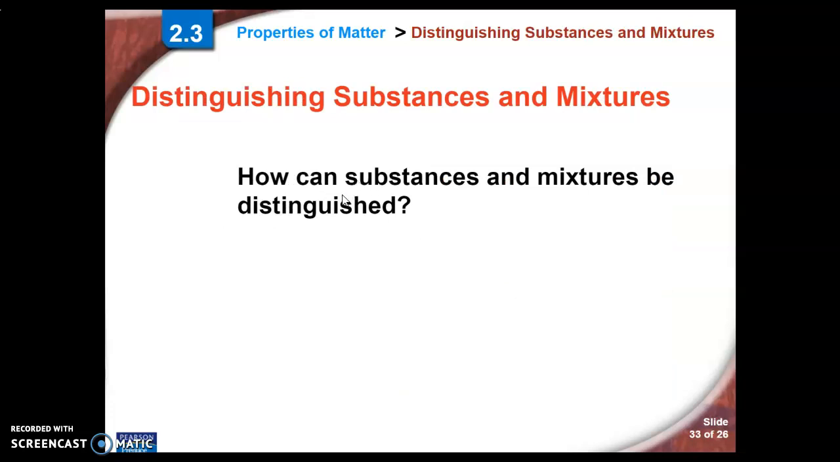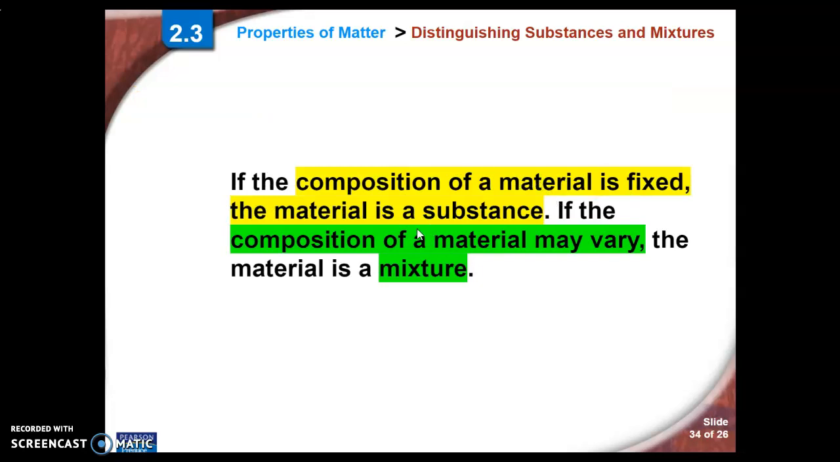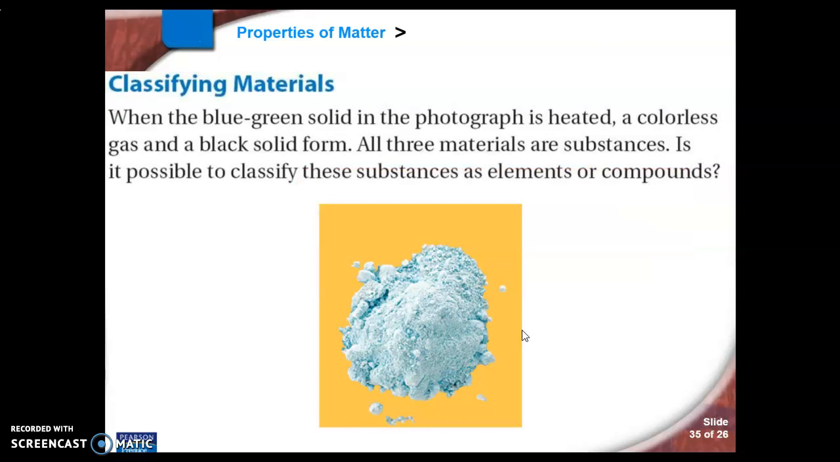So how can you distinguish substances and mixtures? You are going to check their composition. If it has a fixed proportion, fixed like H2O, it is a substance. If the proportion varies, like salad, like air, like cereal, like your coffee in the morning, tea, a mixture, if the composition changes, then we call it a mixture.